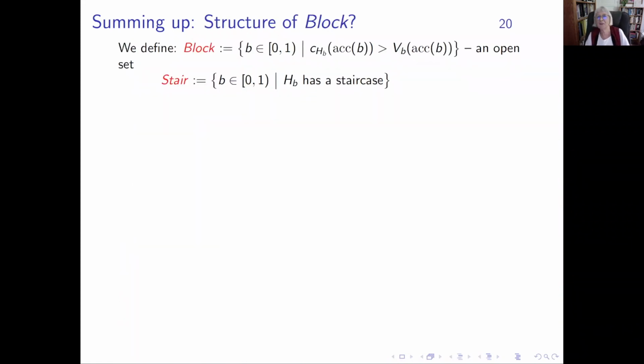And then the last thing to say is just about the structure of these sets. Block, remember, was a set of B's that were obstructed, and that's obviously open. And stair is a set of B's where you have a staircase, and we don't really know much about that.